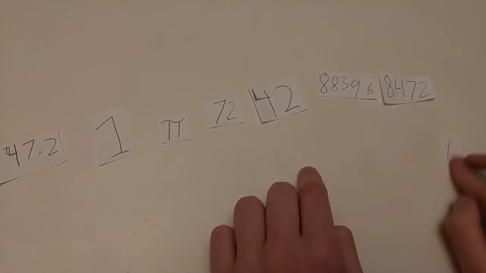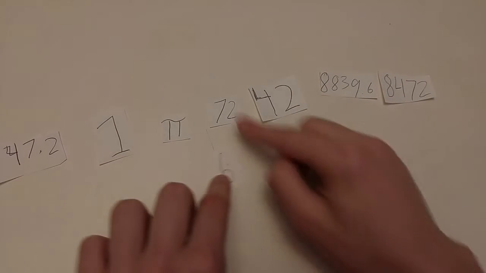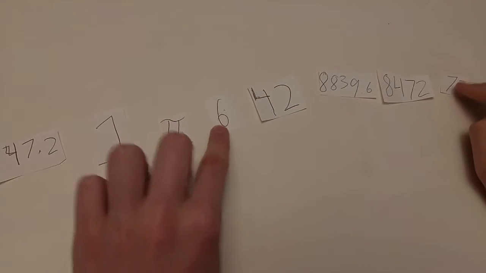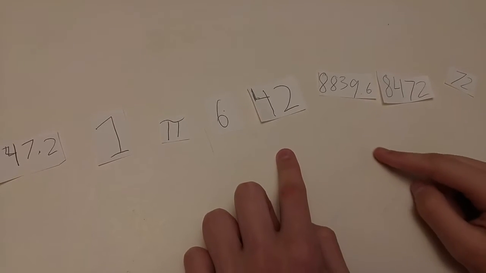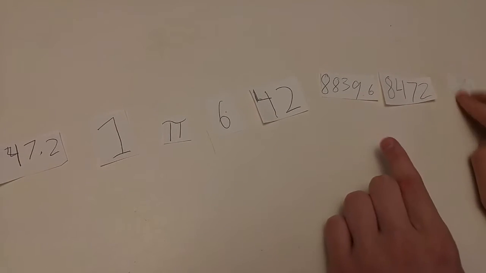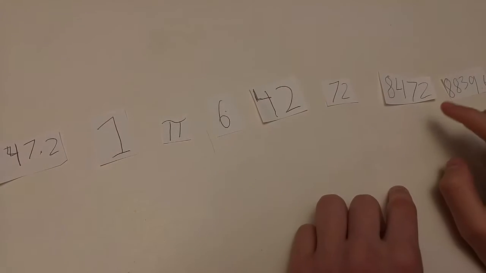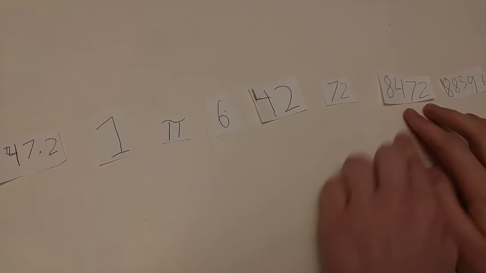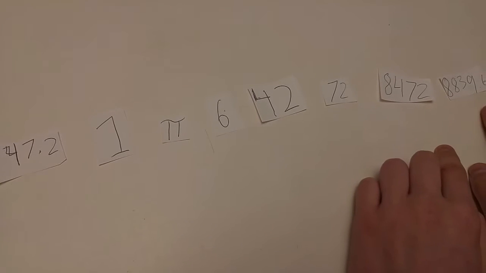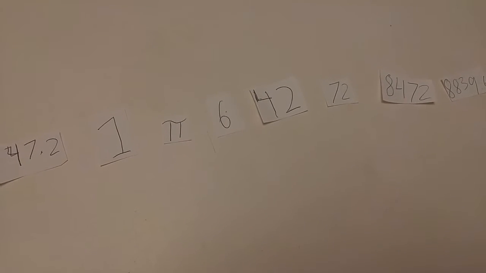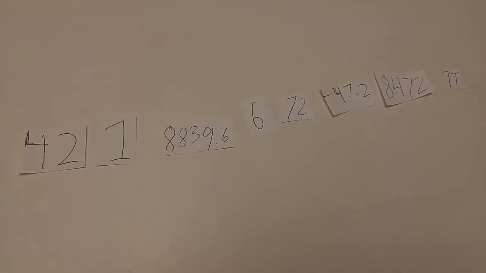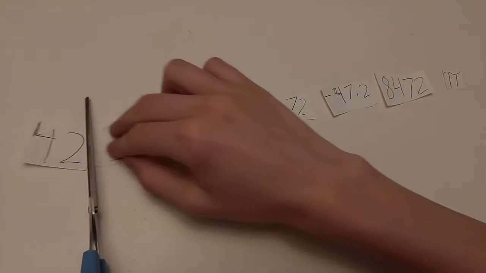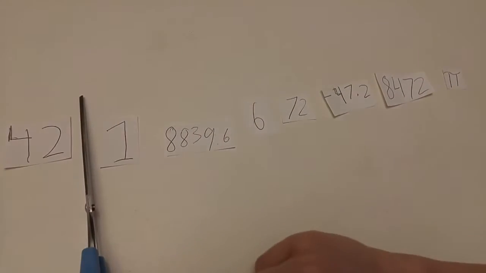And, oh wait, 6 is a thing. So you take it, swap it with the 72. 42 is the smallest number, it's smaller than all of these, so you just leave it there. Then 72 is the smallest number, so you swap it here. And then this is the smallest number, so we just leave it there. And that's the last one, so ta-da, sorted. Ta-da, this is sorted, because we say it is.